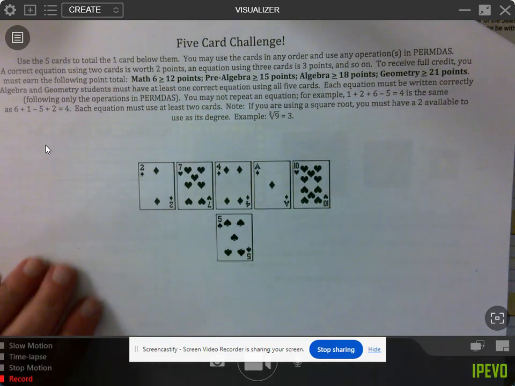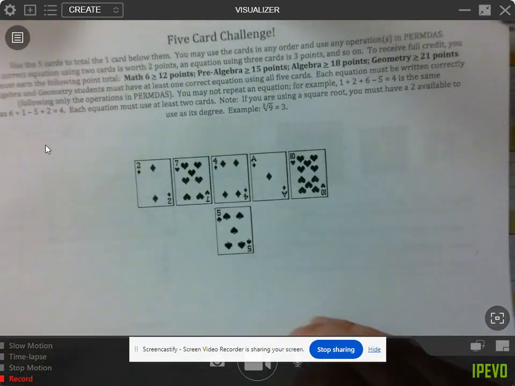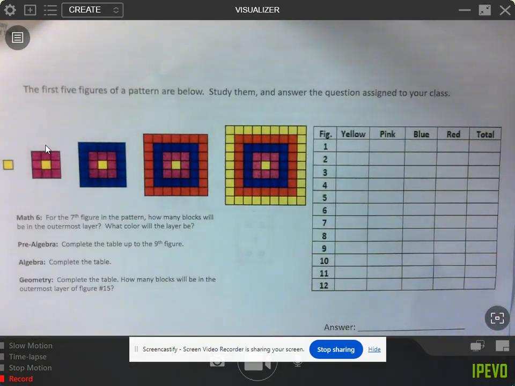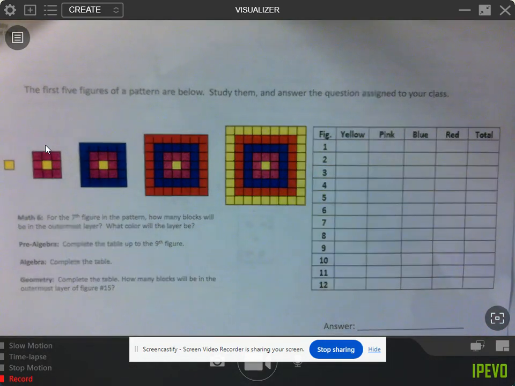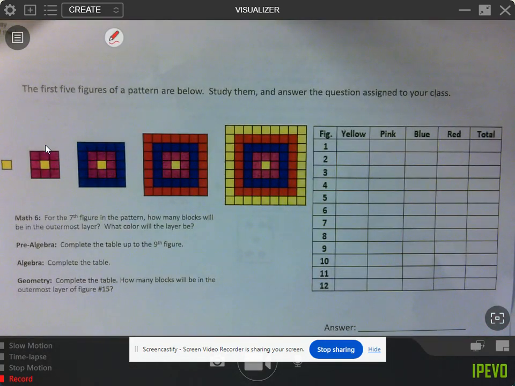Next page is our pattern page, I believe. Yep. So for our pattern, Math 6 is looking at the 7th figure in the pattern. How many blocks will be in the outermost layer? So how many blocks and what color?